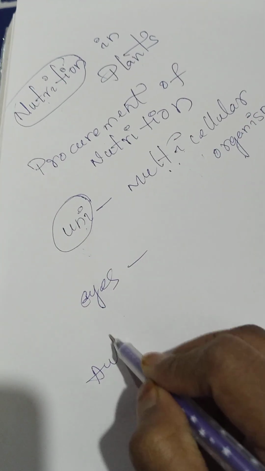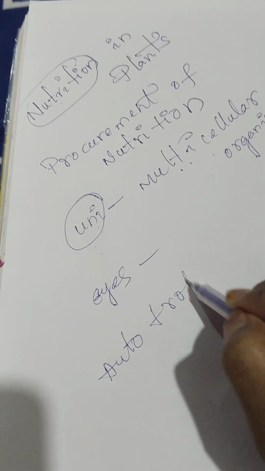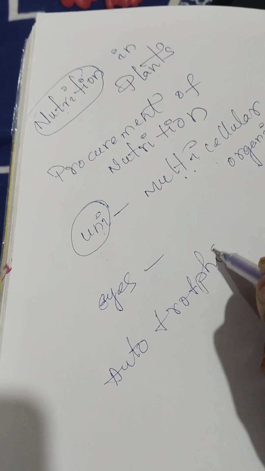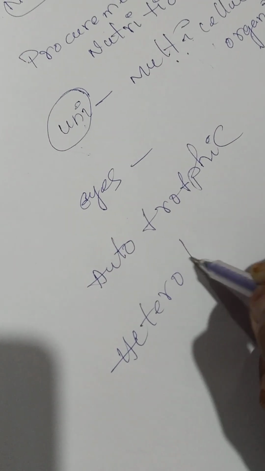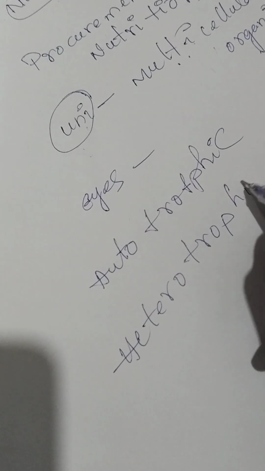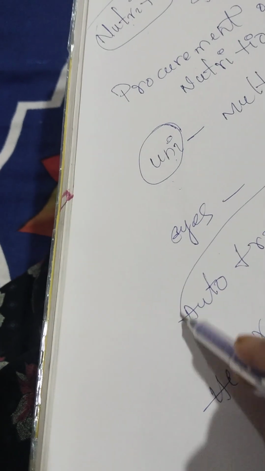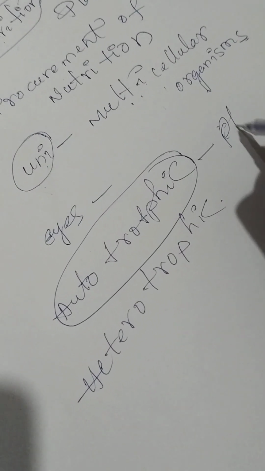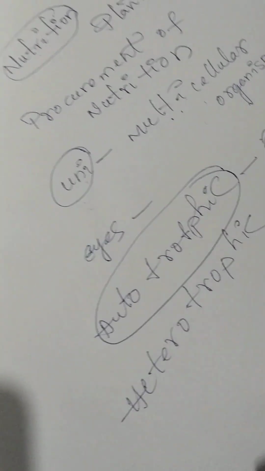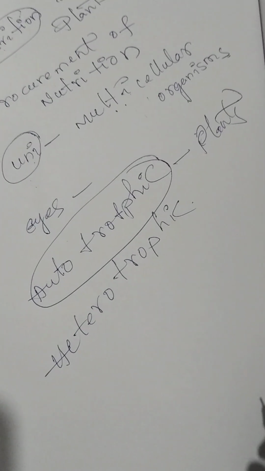One is autotrophic, another one is heterotrophic. So, autotrophic means the organisms which can prepare their own food. Example, plants. So, how can plants prepare food?